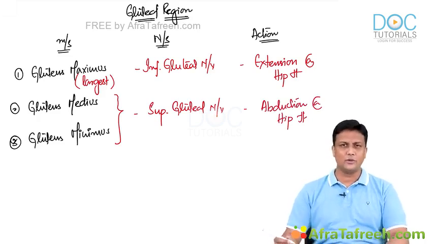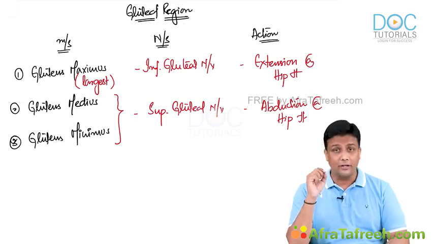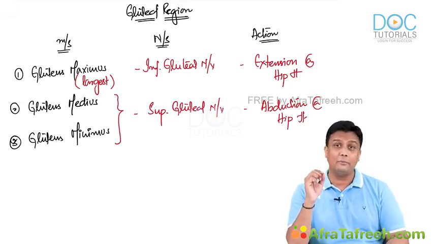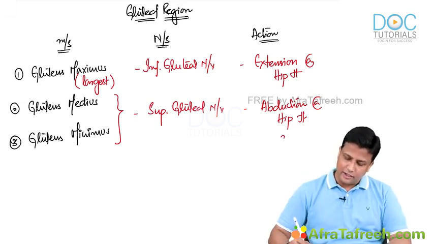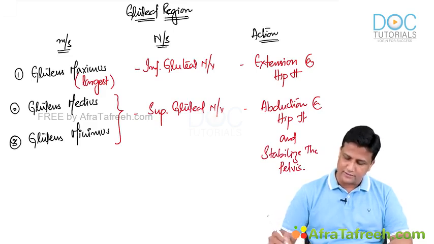There are other functions also, I'm not concerned about that. I want all of you to please concentrate and remember about the abduction. There is medial rotation also they'll be helping in, but mainly abduction at the hip joint. And not only abduction at the hip joint, they will also stabilize the pelvis while walking. These two muscles are going to stabilize the pelvis while walking.